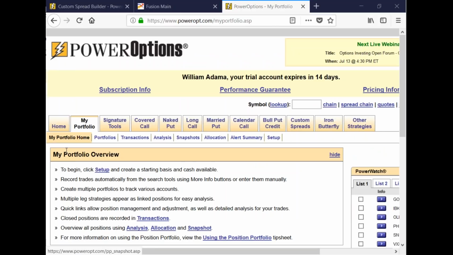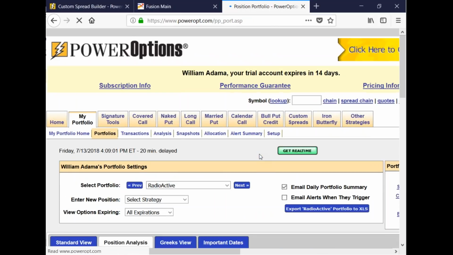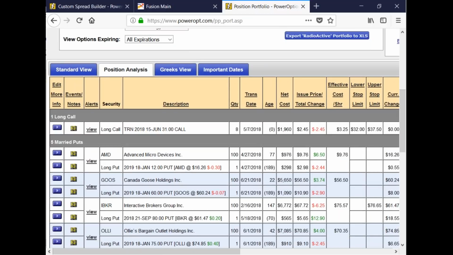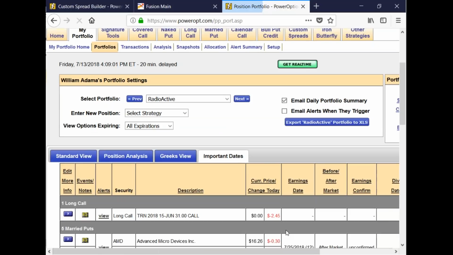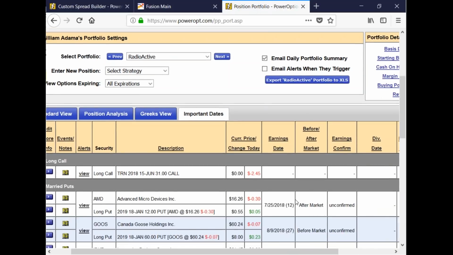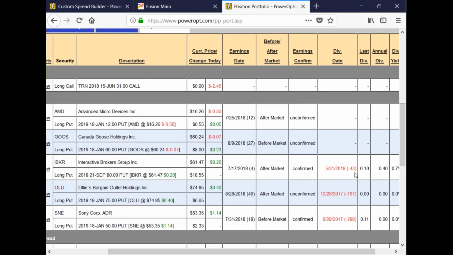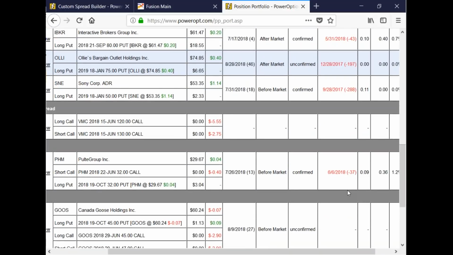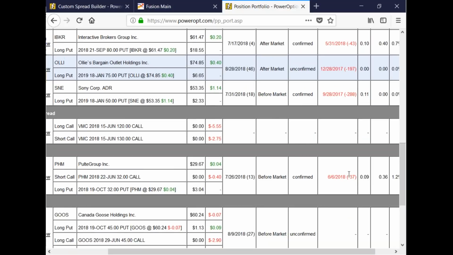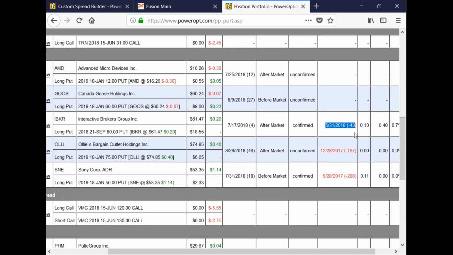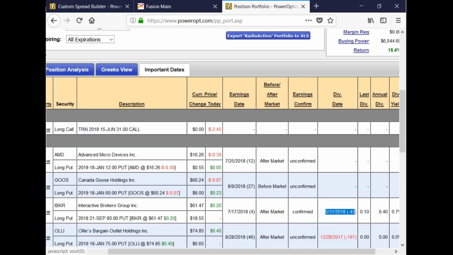I'm going to take a look at the portfolios, some of my positions here. I'm going to click on the important dates. I know which ones do. I don't know if one's coming up soon. Let's see. Oh, okay, so I passed 43 days ago with Interactive Brokers and 37 days ago with PHM. Okay, I'll use IBKR. It's probably coming up in 20 to 30 days. Interactive Brokers, small dividends, 10 cents, annual dividend of 40 cents. Not a lot, Dwight, but a little bit.